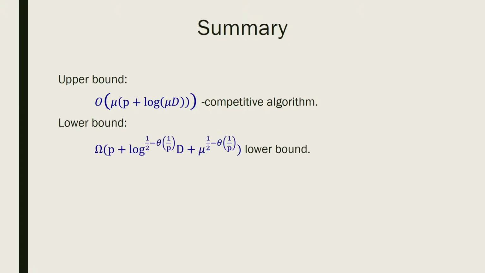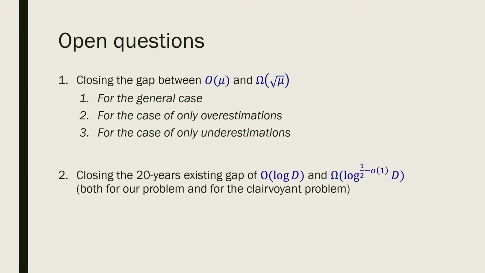And the lower bound is, again, not exact, but it has all the correct terms, just not in the right combination. Yeah, that's always the problem. Open questions, and I'm finishing. First of all, closing the gap between mu and square root of mu. Our upper bound loses mu, the lower bound square root of mu. And for the arbitrary general case, we only handled overestimation and underestimation.